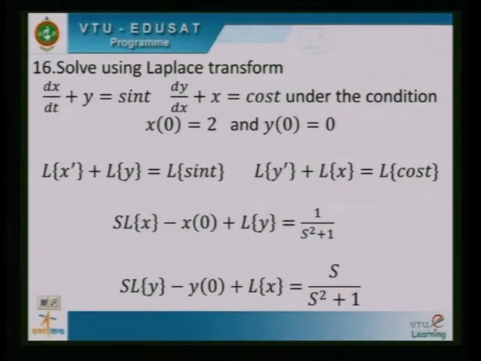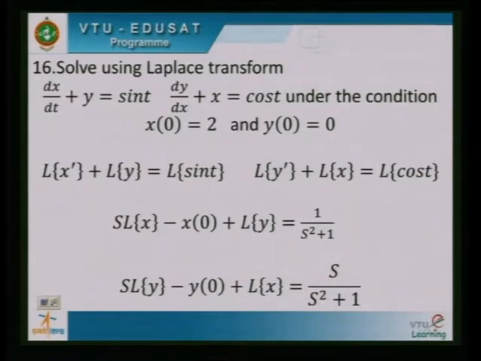See here, dx/dt + y = sin t can be rewritten as x' + y = sin t, and dy/dt can be written as y', so y' + x = cos t. Now you can apply the Laplace transform derivative formula. Before that, apply the Laplace transform on both sides: L of x' plus L of y is equal to L of sin t. Similarly, L of y' plus L of x is equal to L of cos t.